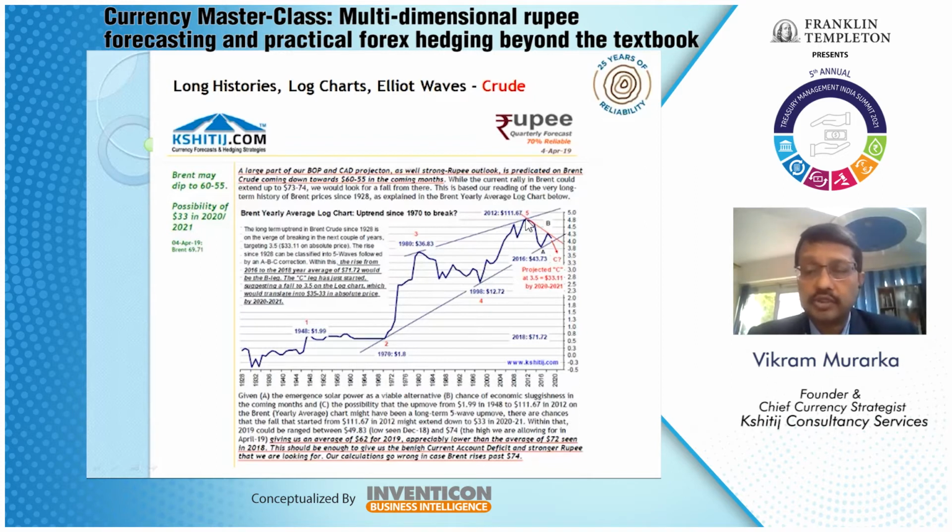And thereafter, of course, there has to be an ABC correction. So an A happened in a fall to 43.73 in 2016. Then there was a B, and then we projected a wave C coming down to 3.5 on the log scale, which gives us $33.11. And we anticipated that this would happen by 2020 or max by 2021. And then we found that it actually did happen in 2020. So one year in advance, we were able to figure out the direction, the target, and a possible time for crude using long histories, log charts, and Elliott waves. So this is the first chart that I wanted to share with you, one of the most important charts.